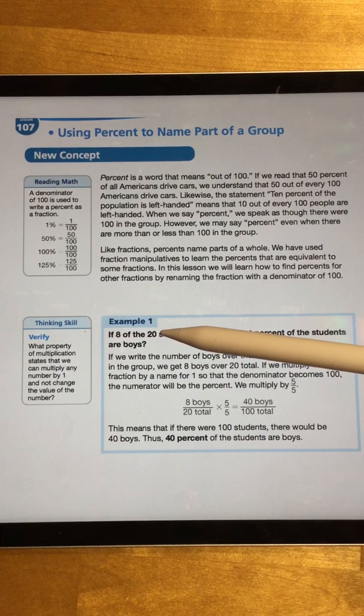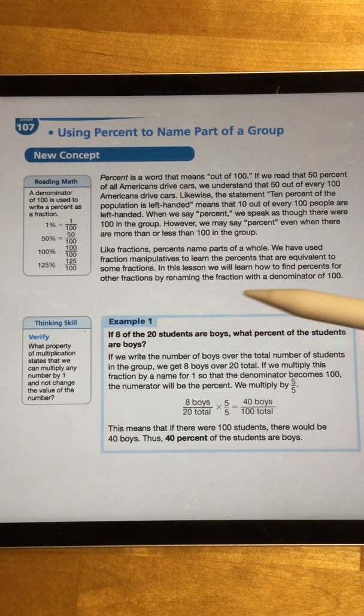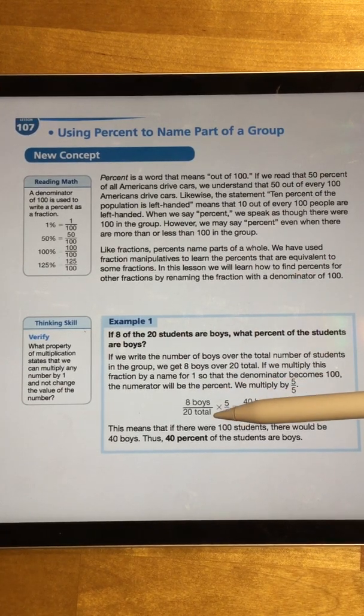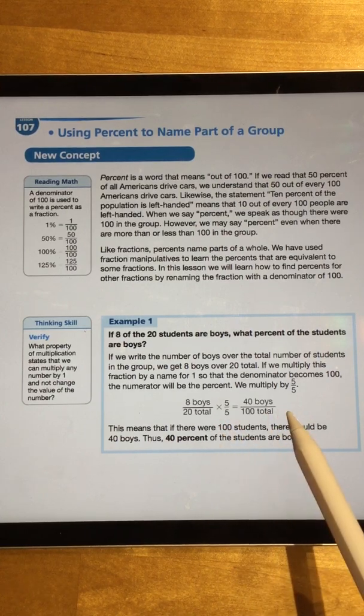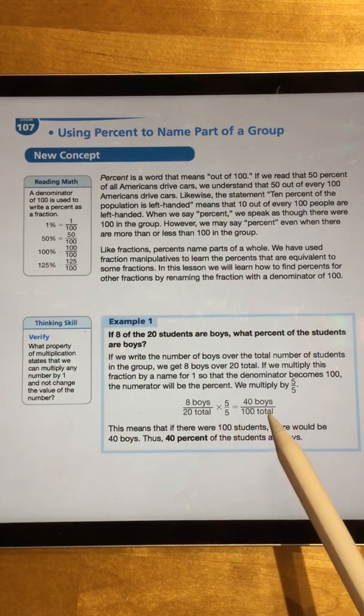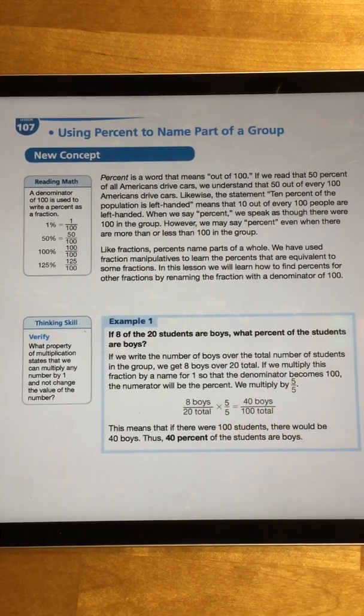So if 8 of the 20 students are boys, what percent of the students are boys? So here we have 8 over 20. We need to get it to 100. So just as I have shown you before, we're looking now for a denominator of 100. So we need to find the equivalent fraction. All right, so this means that we need to multiply times 5. 20 times 5 is 100, so we would do 8 times 5, and that equals 40. And so 40% of the students were boys.